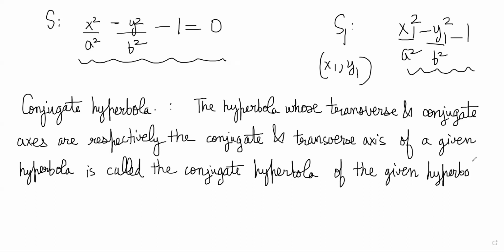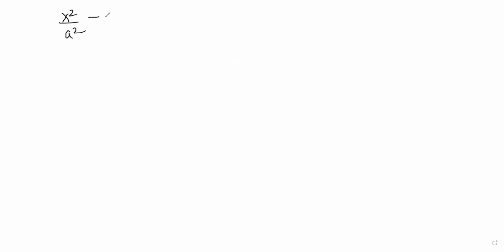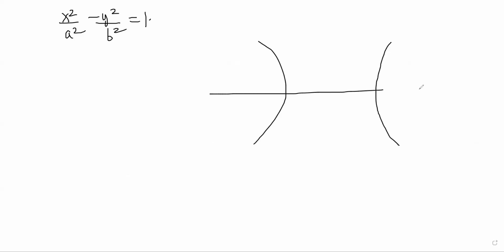It is actually pretty simple, even though the definition looks long. So basically you have a hyperbola like this: x square by a square minus y square by b square equals 1. This is my hyperbola graph. This is my transverse axis. And this is my conjugate axis.